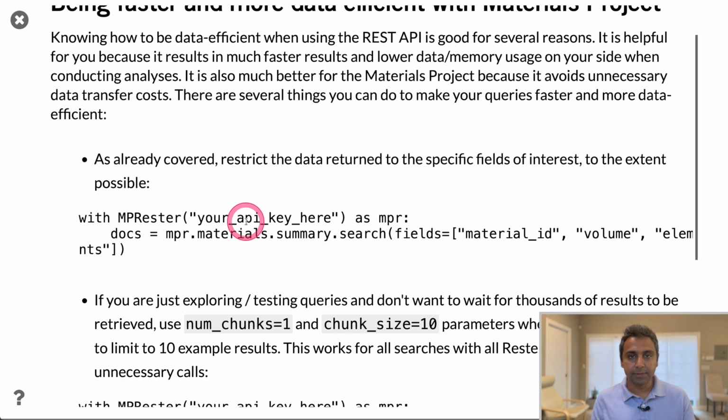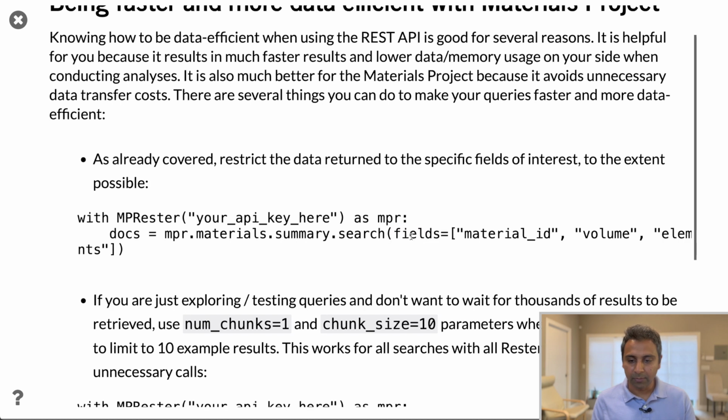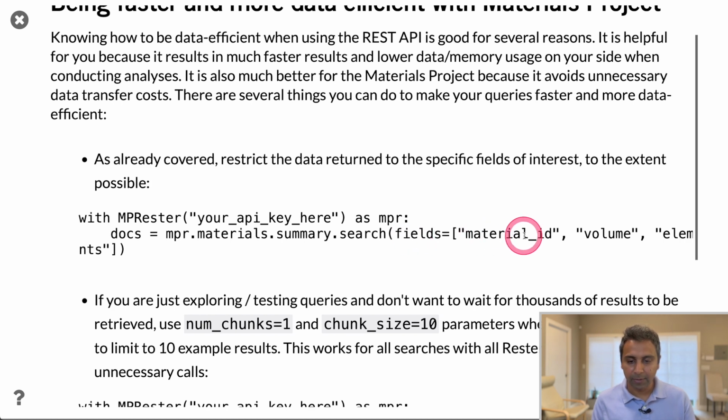So here are some tips to minimize your data transfer. The first one is to use the fields parameter that we talked about before, where we only get the data that we really care about. So we only get, like, the materials ID, the volume, and the elements or something like that, and we don't get that entire summary document that contained a ton of information.